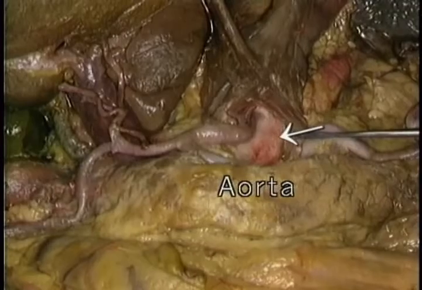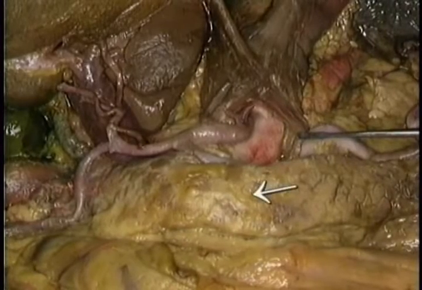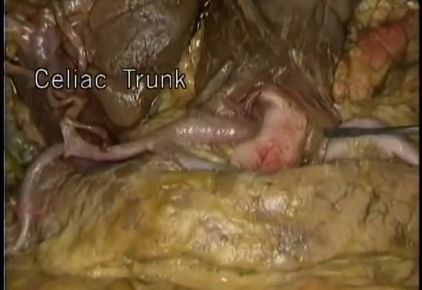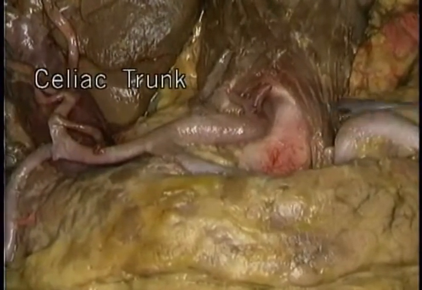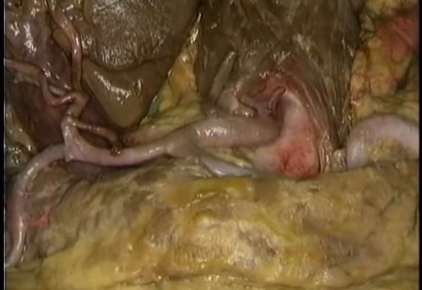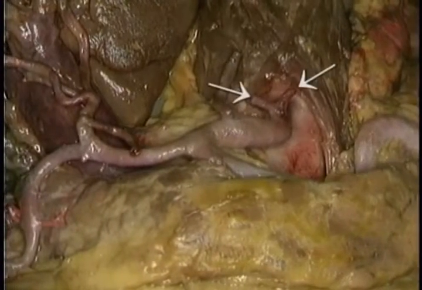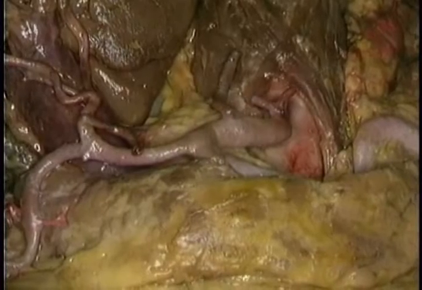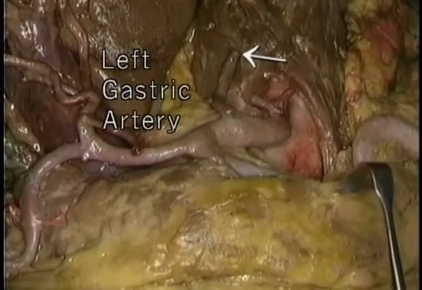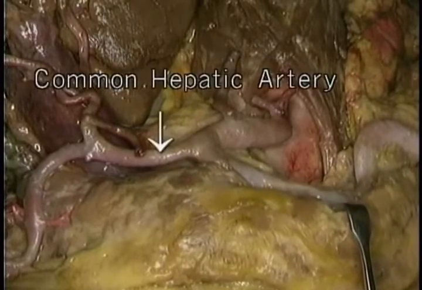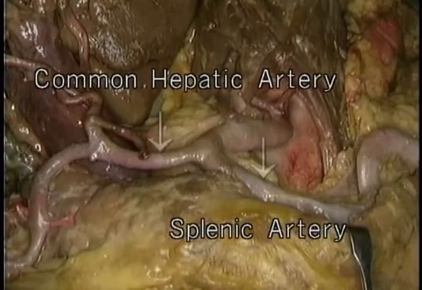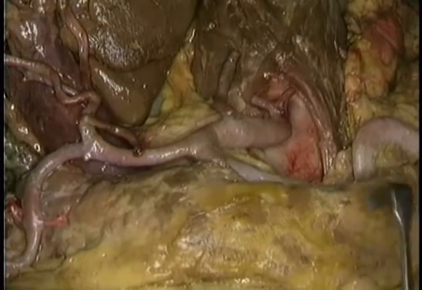Here's the aorta itself, just visible above the pancreas. This short vessel coming straight forwards is the celiac trunk. It arises right at the top of the aortic opening, between the crura of the diaphragm. The celiac trunk gives off branches to the diaphragm, then divides into three main branches: the small left gastric artery, which goes straight up, and the large common hepatic and splenic arteries, which go to the right and left. We'll look at the splenic artery first.